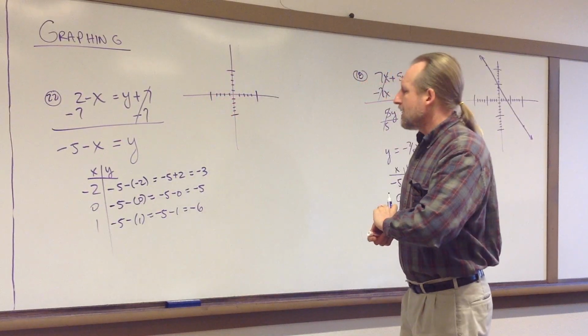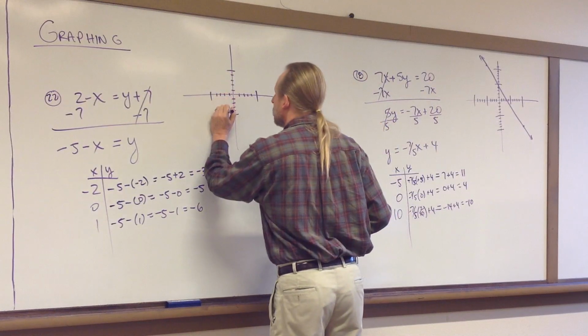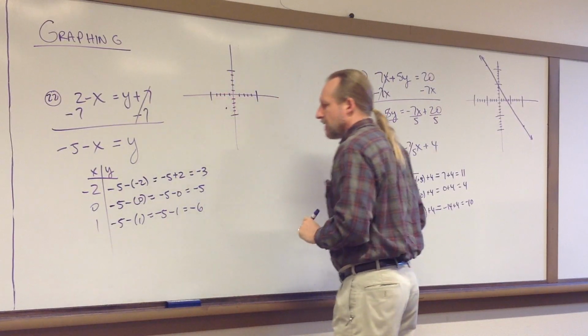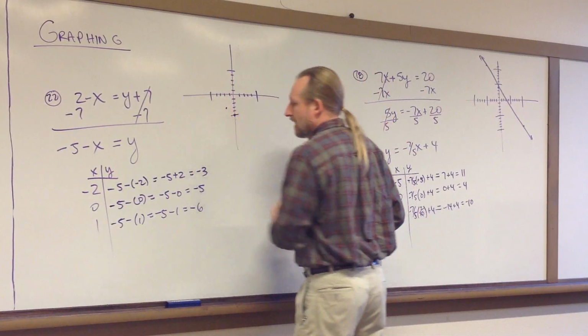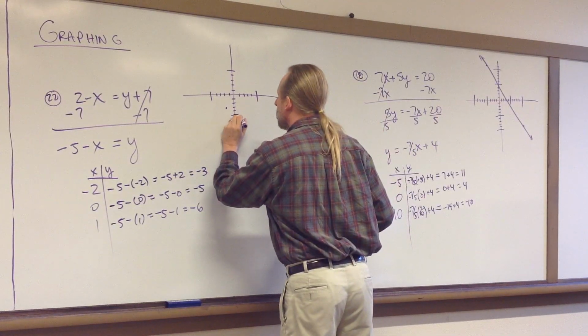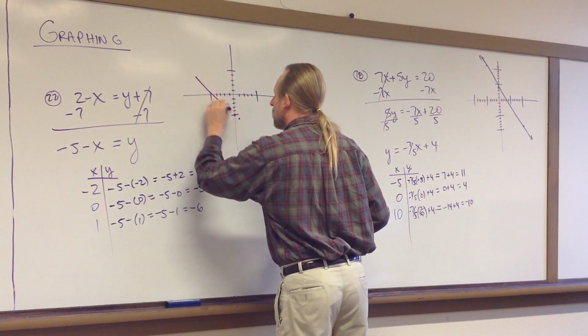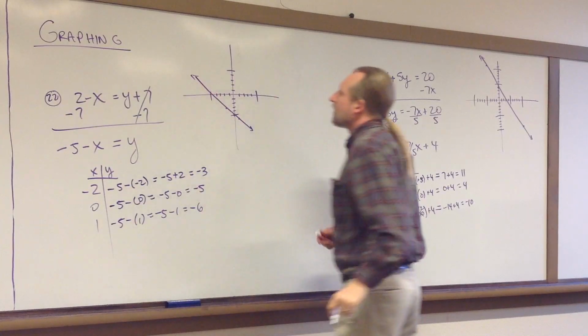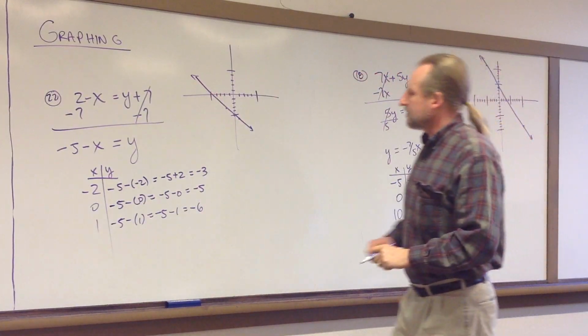And let's see here. Negative 2, negative 3, right about there. 0, negative 5. And then 1, negative 6. And that'll give us a line that looks something like that.